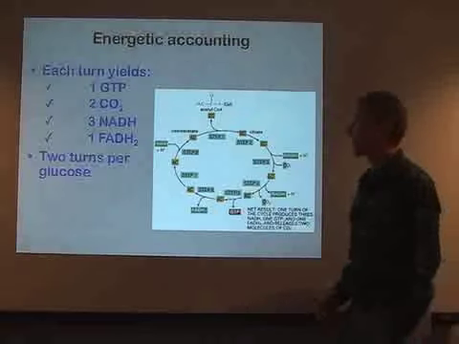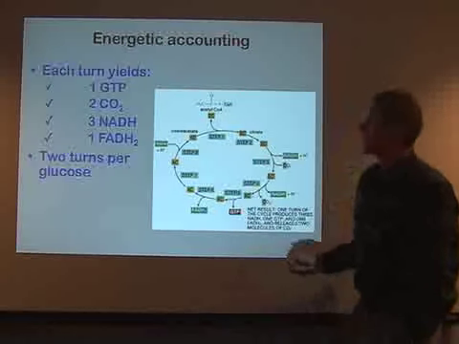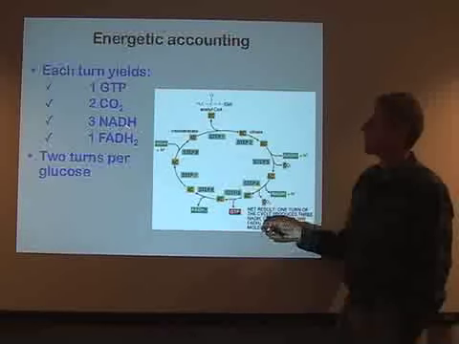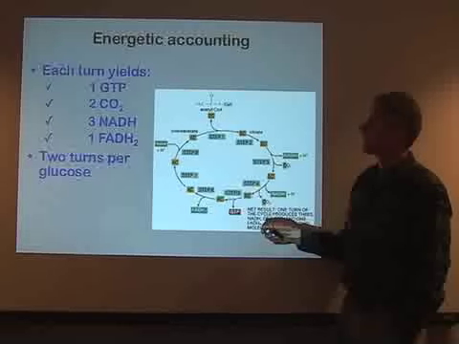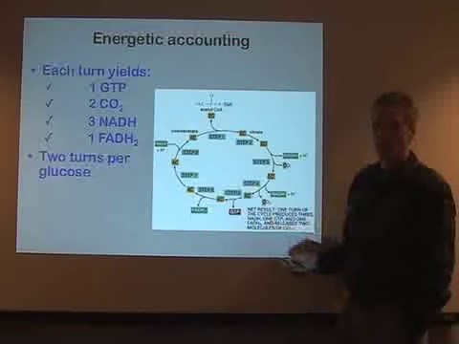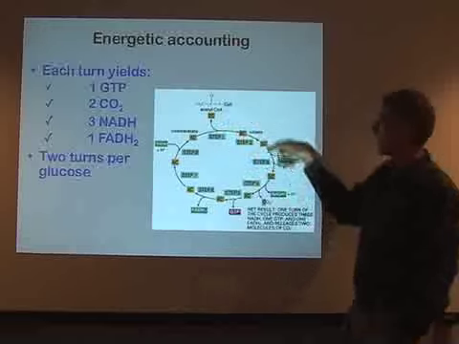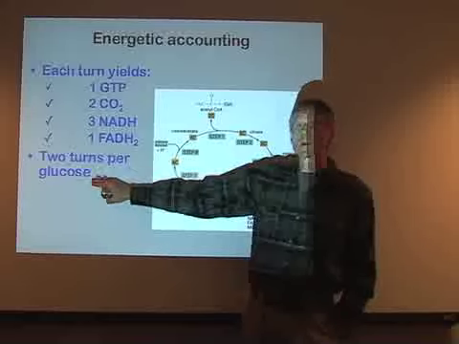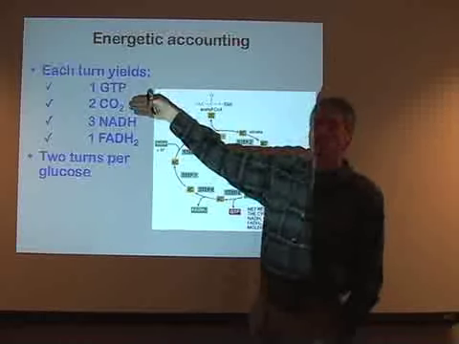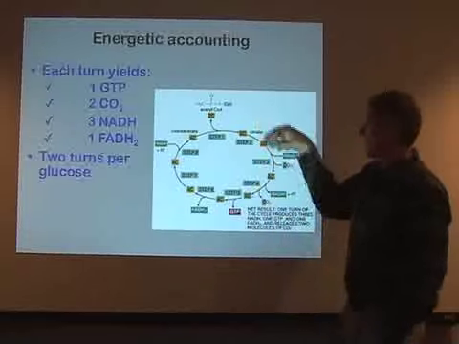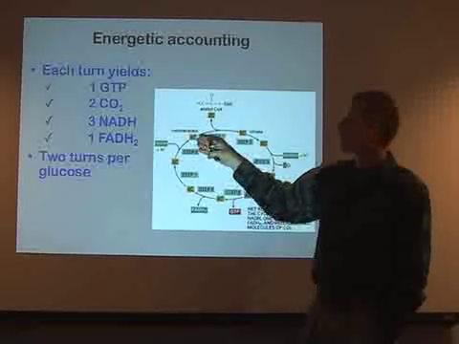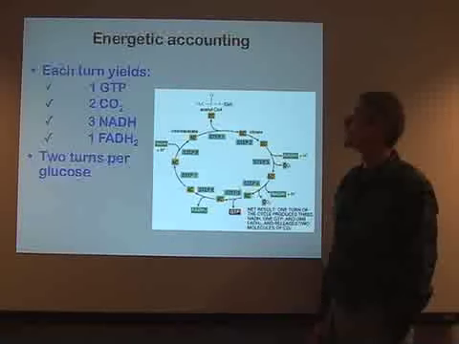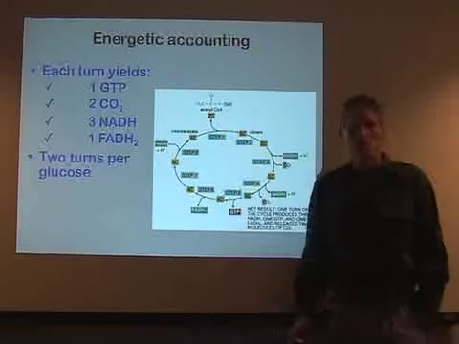So the important things for you to remember at this stage is that you get energy in the form of GTP, in the form of NADH and FADH2, and 2 carbon dioxides are released. So this goes around twice for every glucose molecule. Glucose is 6 carbons. You lose 2 CO2s. You end up with a 4 carbon molecule, and it goes around once more for every glucose molecule. So that's the TCA cycle.